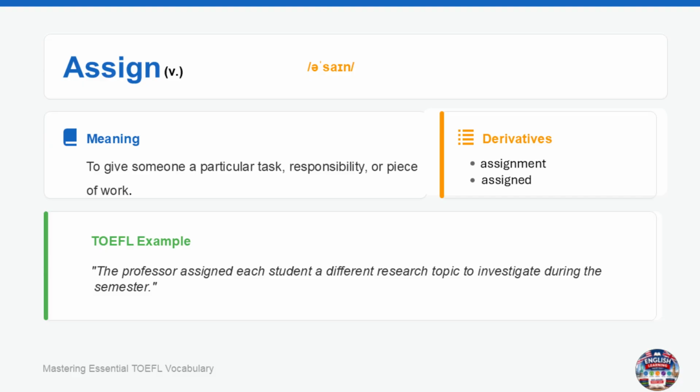Listen carefully. Assign. Excellent. Assign means to give someone a particular task, responsibility, or piece of work. Teachers assign homework, don't they? They certainly do. Here's the example.